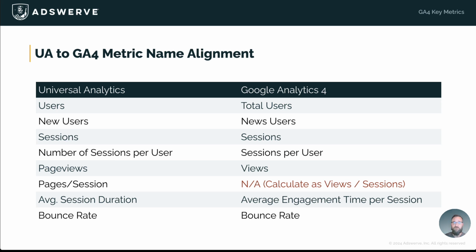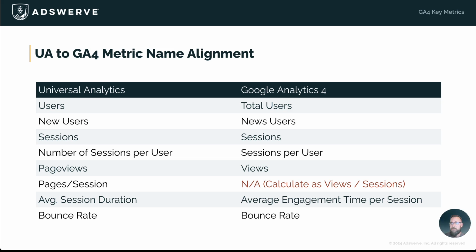Number of sessions per user has become sessions per user, and page views has become views because our views can come from both web pages and app screens. There is not an equivalent of the pages per session metric from Universal Analytics, but it is easy to calculate as views divided by sessions. Average session duration is now average engagement time per session, and engagement time is a new metric that we'll talk about in just a little bit.